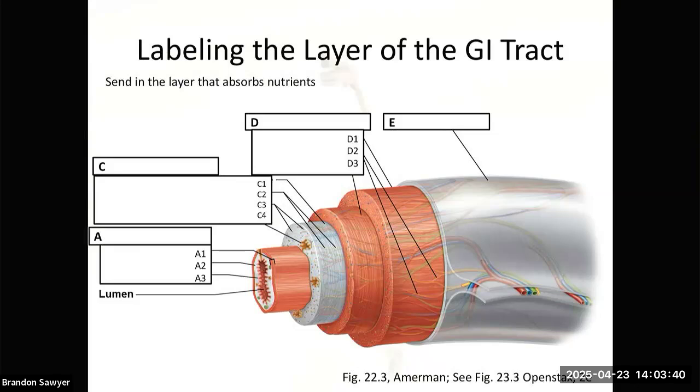For this D2 one, is this talking about the nerves? Yeah, that's one of the nerves. And then what would D3 be? Is that just the layer? Yeah, that is the layer of muscle, that most internal layer of muscle.